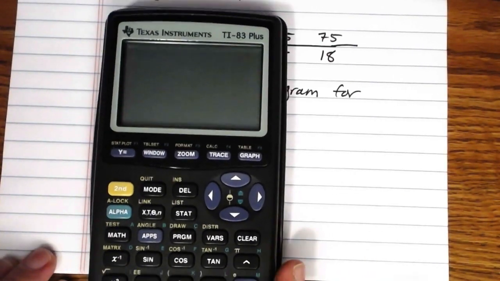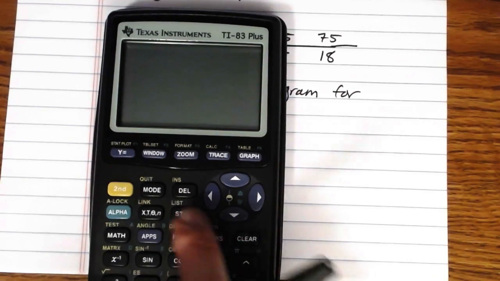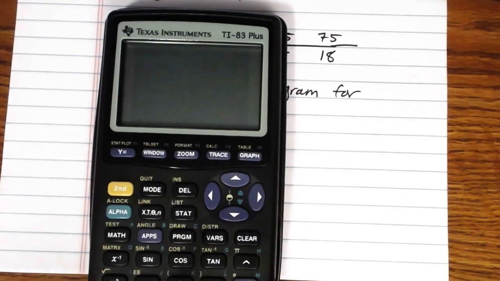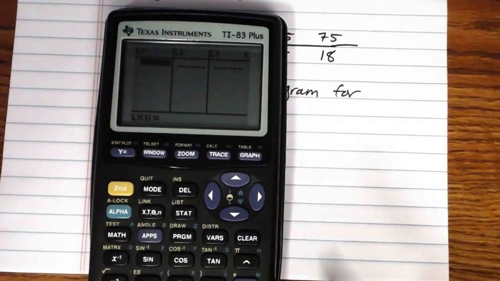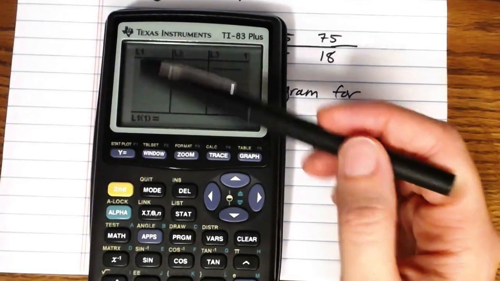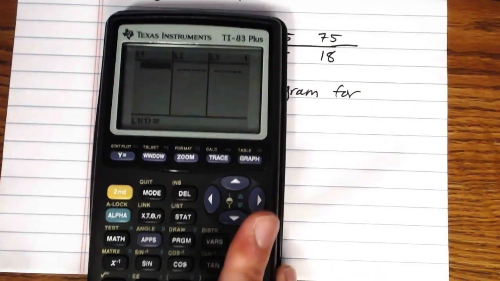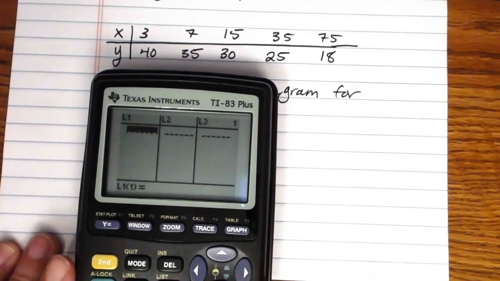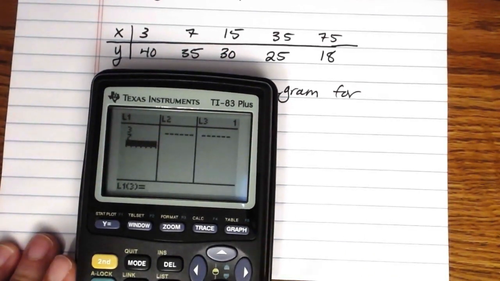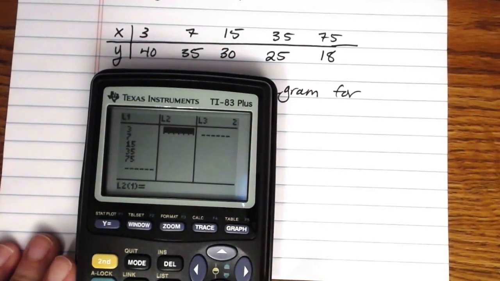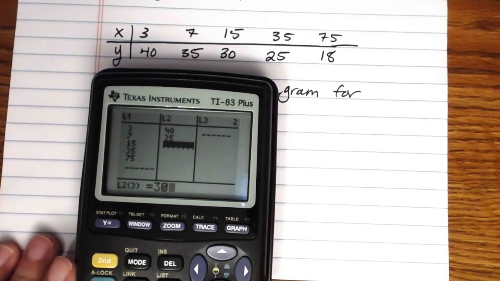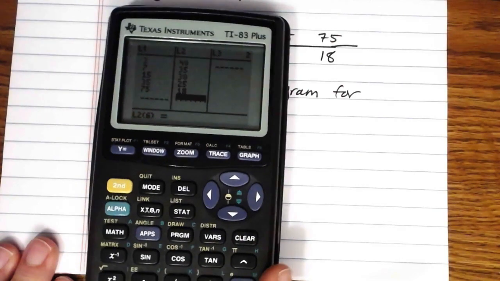So here's your calculator. First you want to make sure your calculator is turned on. Then you want to press Stat, and we want to go into Edit, and then we'll be putting our X data into one list. I'm just going to use list 1, and our Y data into another list, let's say list 2. So my X data was 3, 7, 15, 35, and 75. And my Y data was 40, 35, 30, 25, and 18. Okay, so there's our data there.